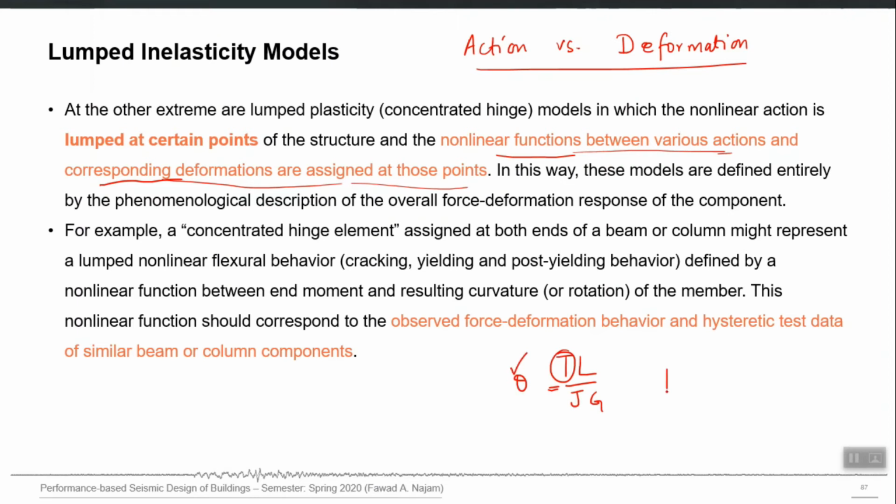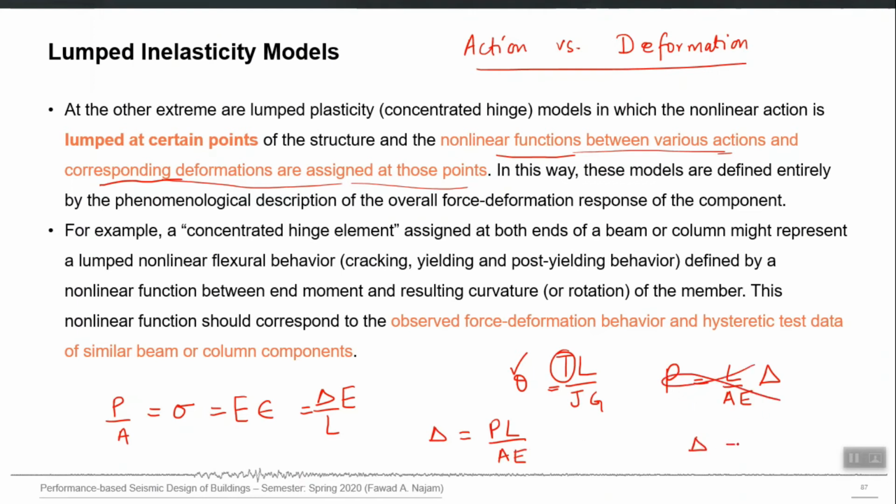Similarly, axial load P and axial deformation delta have a linear relationship, because you know that delta over L is strain, right? And you multiply capital E with it, and this will become sigma. Sigma is equal to P over A. So delta will become simply PL over AE. Let me write here, delta is equal to PL over AE.